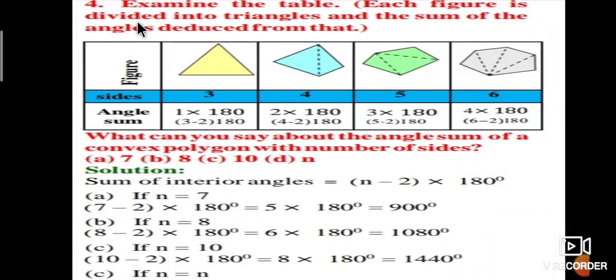Next, the fourth question is: examine the table. Each figure is divided into triangles and the sum of the angles is deduced from that. Observe that one. Examine the table.